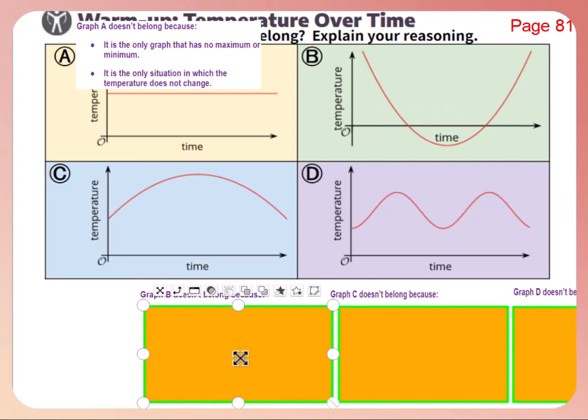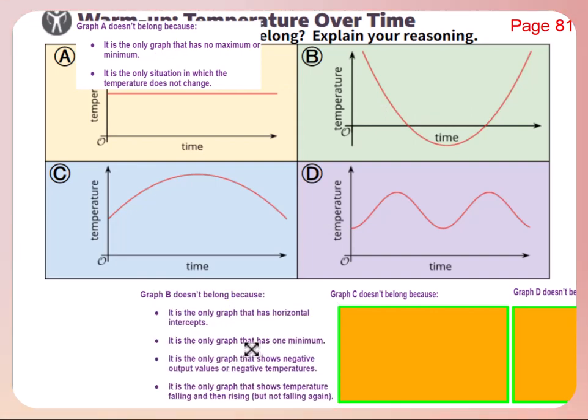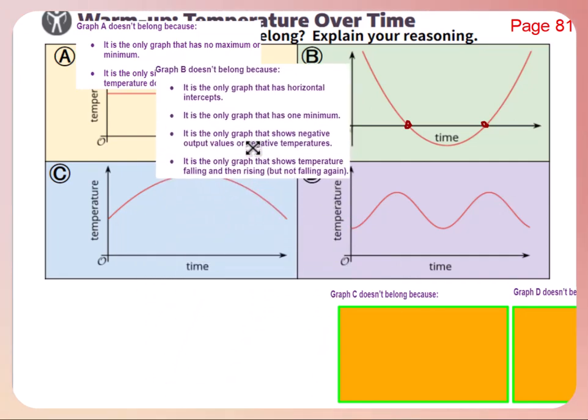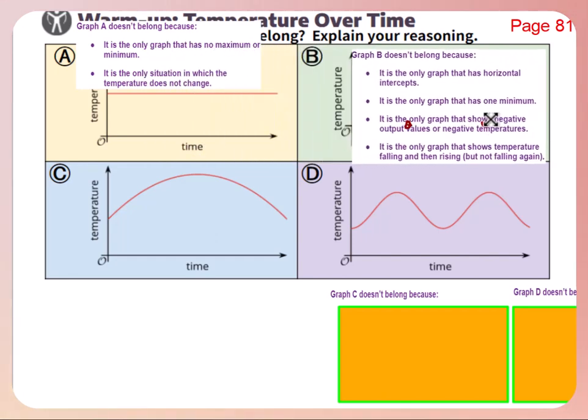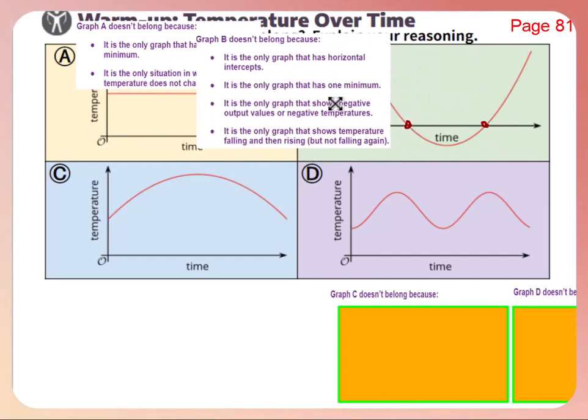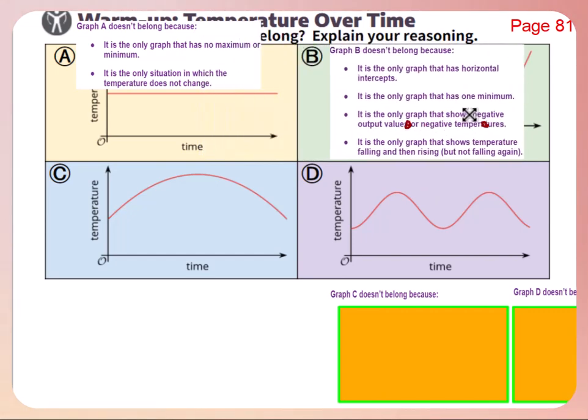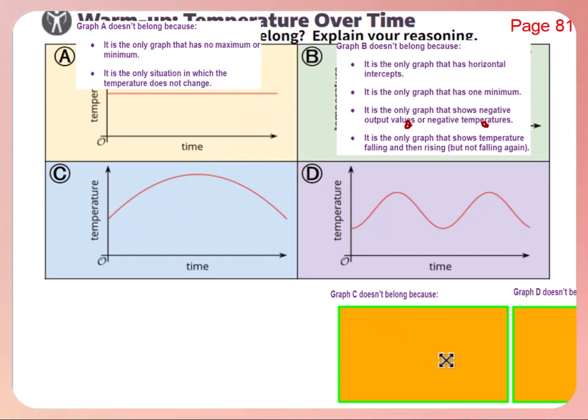You can also say B doesn't belong because it's the only graph that has horizontal intercepts. So it crosses the x-axis. Those are horizontal intercepts, 2 places, here and here. It has negative output values or negative temperatures. That means it goes below the x-axis. It's the only graph that shows temperature falling and then rising, but it doesn't fall again. So there are different things that you can notice that you can say about graph B.